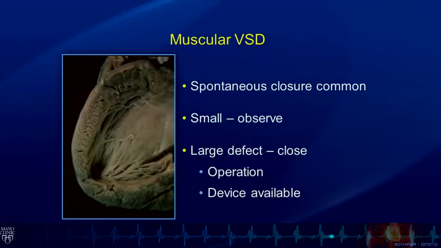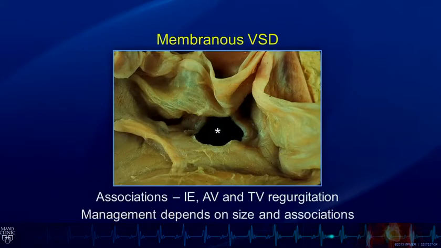We'll be looking in this patient for evidence of left heart enlargement and pulmonary hypertension to determine whether intervention is required. Muscular defects, of course, can occur anywhere on the septum. You'll hear more about that. This is an apical muscular ventricular septal defect, and spontaneous closure, as I've mentioned, can occur quite frequently. If they're small, they should be observed. If they're large, they should be closed early in life, and we'll hear more about indications for intervention later in this series.